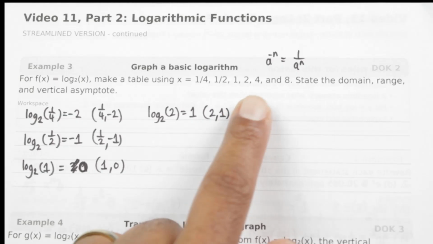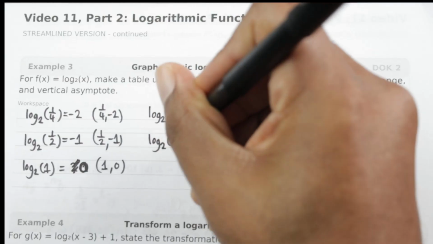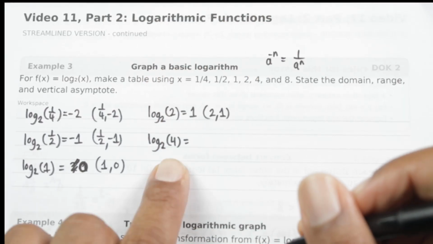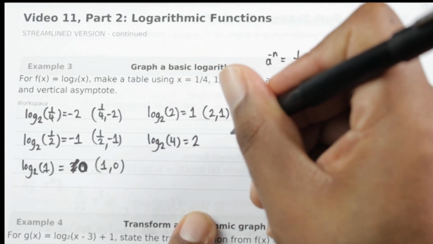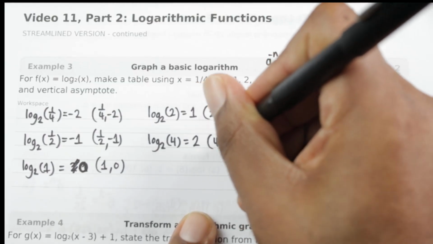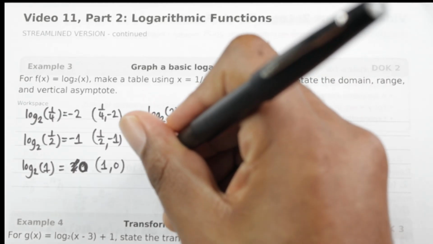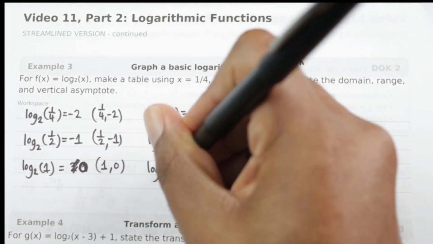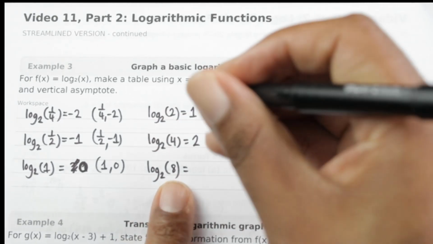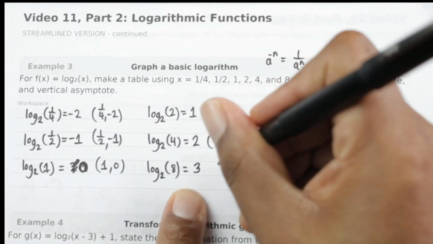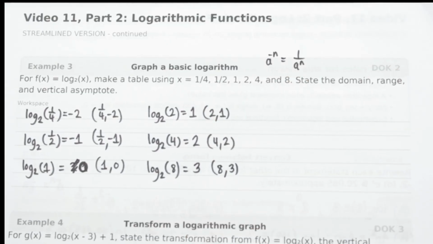And then we have 4. So we have log sub 2 of 4. 2 raised to what number would give us 4? 2 raised to the second power would give us 4. So that is 4, 2. And then finally, 8. So log sub 2 of 8. So 2 raised to what power would give me 8? That's 2 raised to the third power. That would give me 8. So it would be 8, 3 as the point.